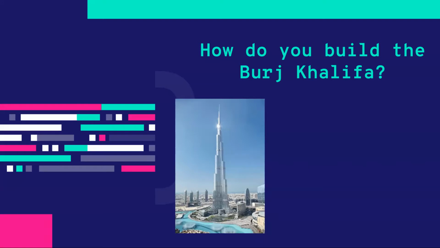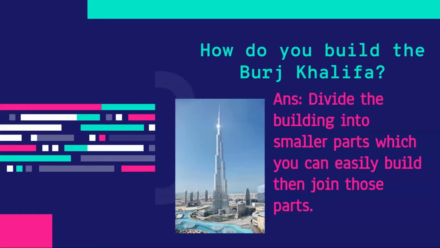So you break the huge problem into smaller problems which you can solve easily. You may not be able to solve the entire problem, but what you can do is break it down into smaller problems which you can solve, and then take the small solutions and merge them into a bigger solution which actually solves the original problem. So you divide the building into smaller parts which you can easily build, and then join those parts, right? This is true for any problem that you think is unsolvable or quite huge.